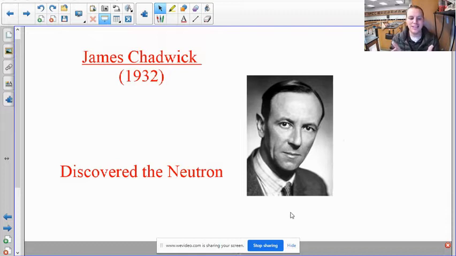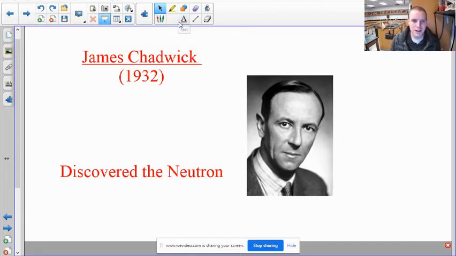And he would blast it, and little pieces would fly off of it. And he would look at these little pieces, and they had the same mass of a proton, but they didn't have any charge. So we had these little chunks that were the same mass of a proton, but no charge. And so we called them neutrons because they're a neutral charge.